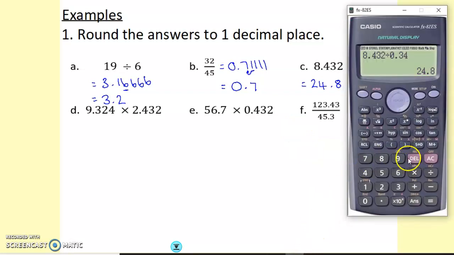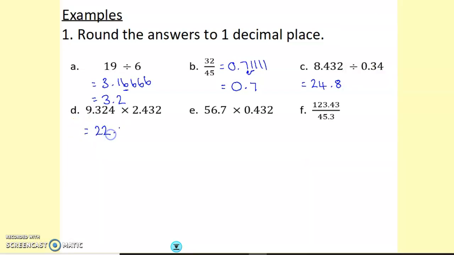D, we're doing 9.324 times 2.432. That gives me 22.6759 and so on. To 1 decimal place that would be 22.7. Second number is 7, that's going to push that 6 up to a 7.